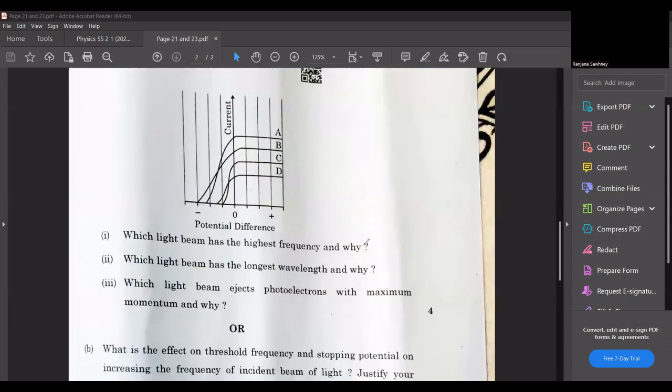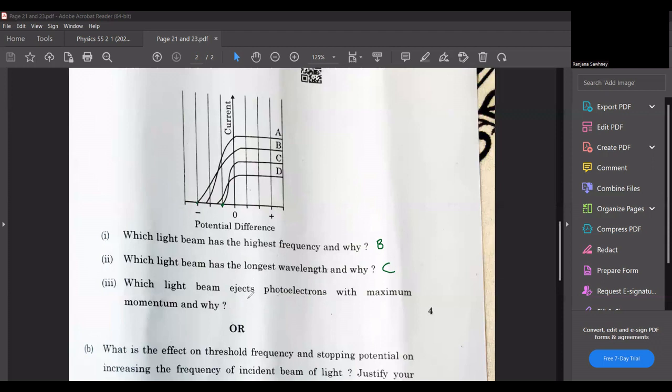Which light beam has the highest frequency and why? The one which is having the maximum value of the stopping potential, that is B, is having the highest frequency because its stopping potential is maximum. Longest wavelength, the one which is having the lowest stopping potential. C is having the longest wavelength because its frequency is minimum, or you can say the stopping potential is minimum. Stopping potential is the retarding potential to reduce the photoelectric current to zero.